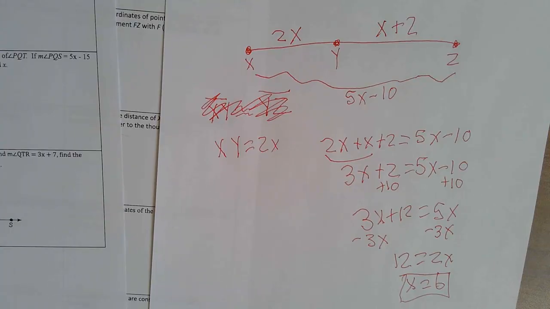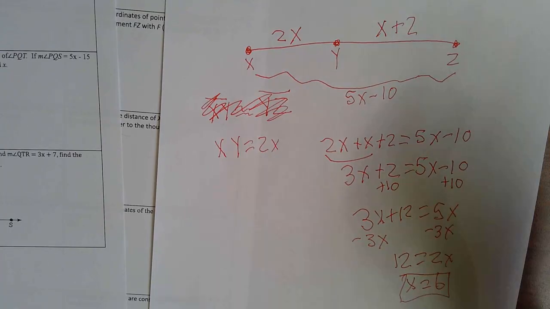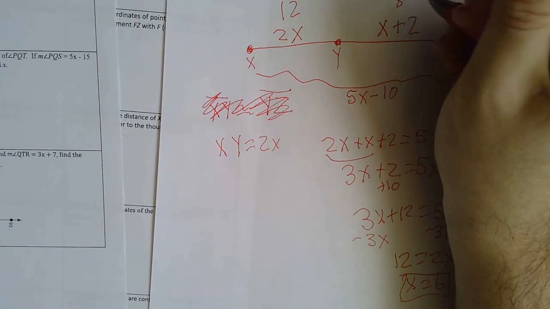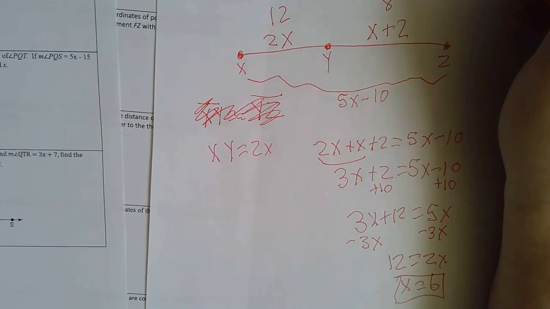So I can figure out the distance of each of these lengths. So I can say that this distance is 12, this distance is 8, and the whole distance altogether is 20.